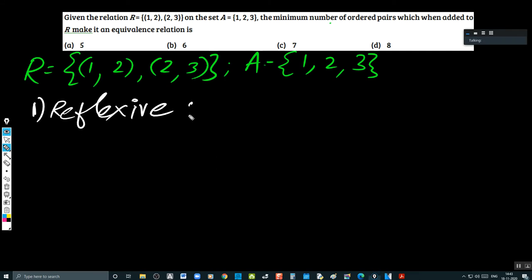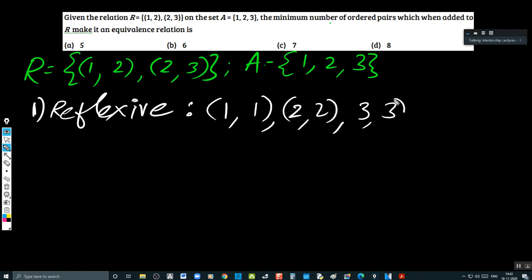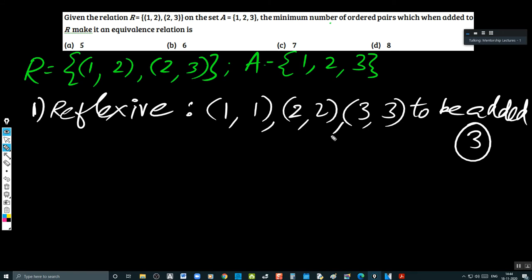Yes, sir. It is to be reflexive. 1 belongs to {1, 2, 3}, that is set A, and you must have (1, 1), which is not there. And 2 belongs to A, you must have (2, 2) also. 3 belongs to A, you must have (3, 3) also. To be added. That means how many are to be added here? 3.